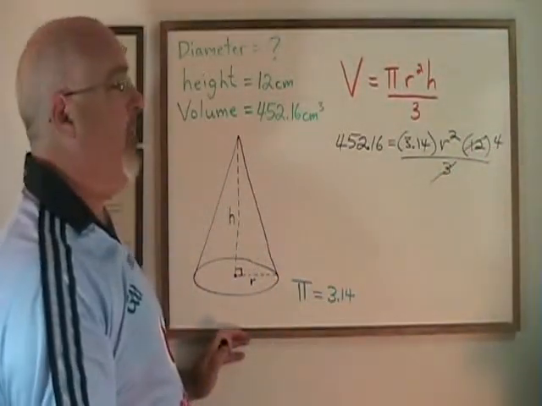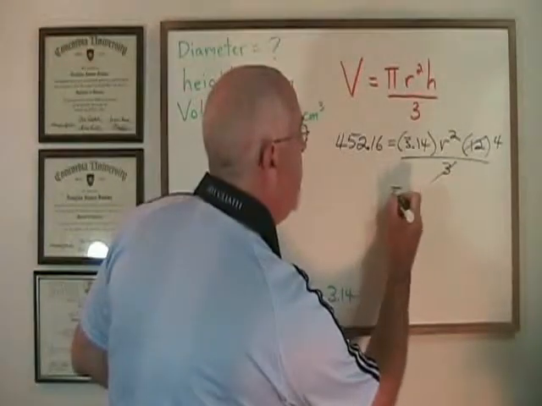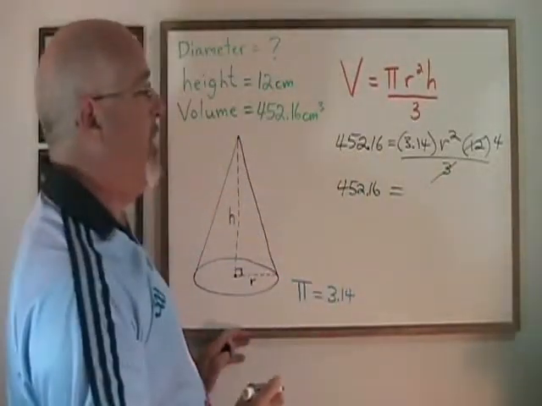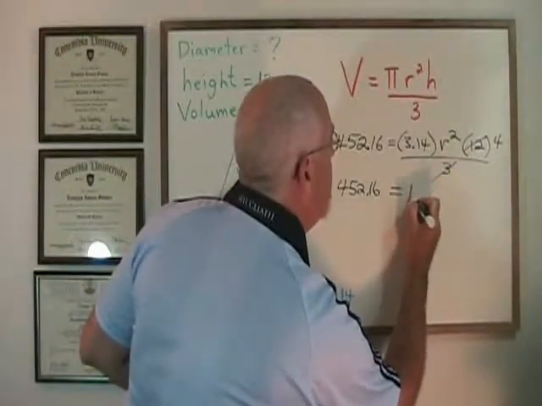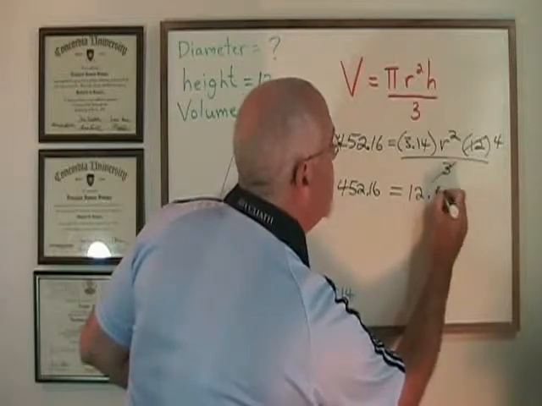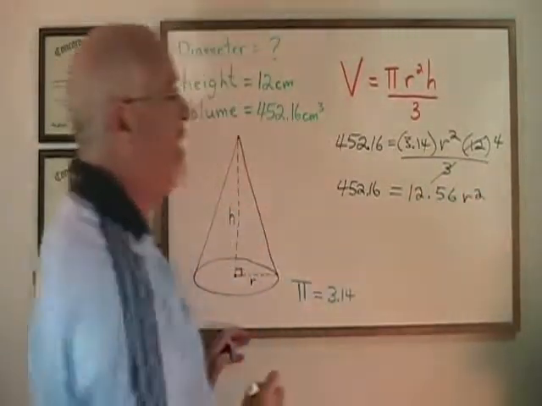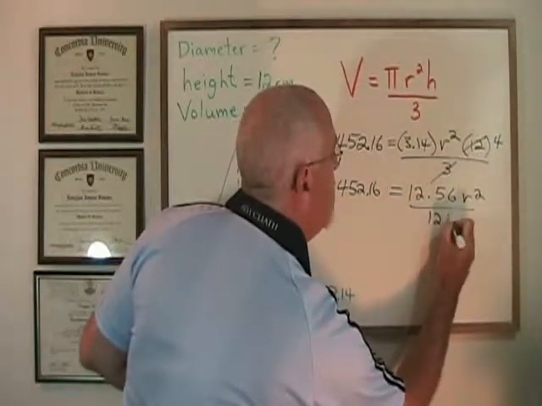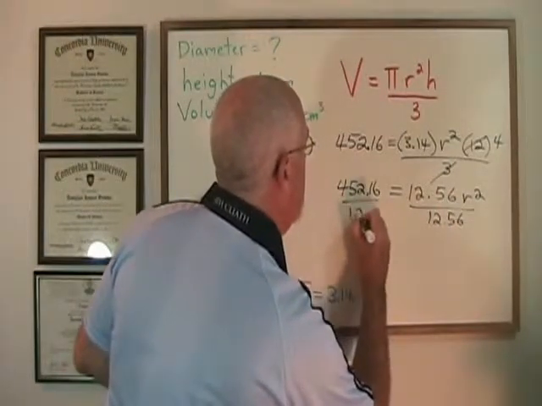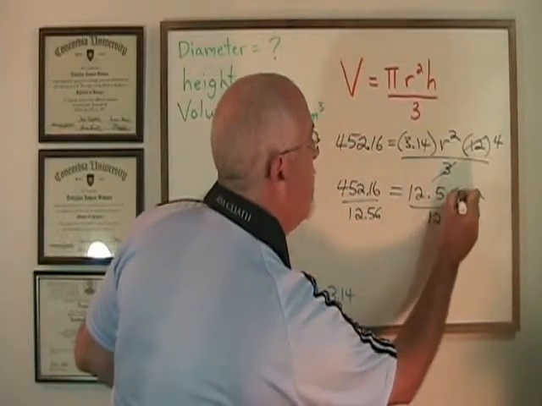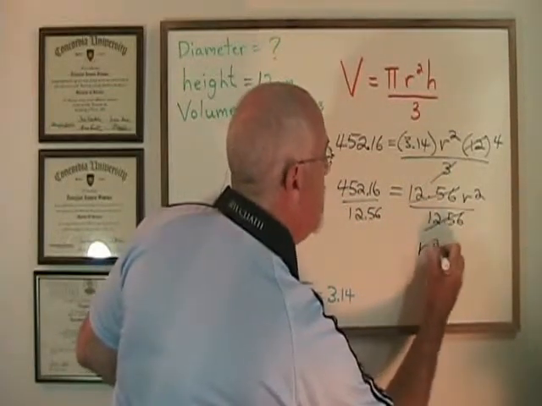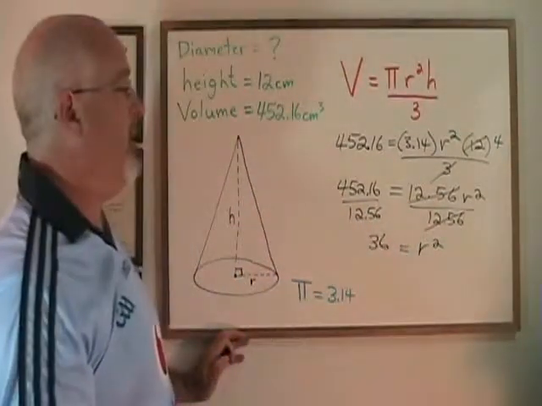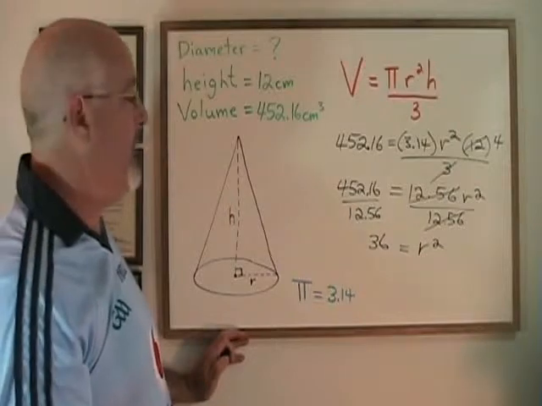And I now have to do 4 times 3.14. 4 times 3.14 is going to be 12.56. The R squared is still there. Now we have to divide both sides by 12.56. These cancel. R squared is isolated and is equal to 36, which is the result when you divide 452.16 by 12.56.